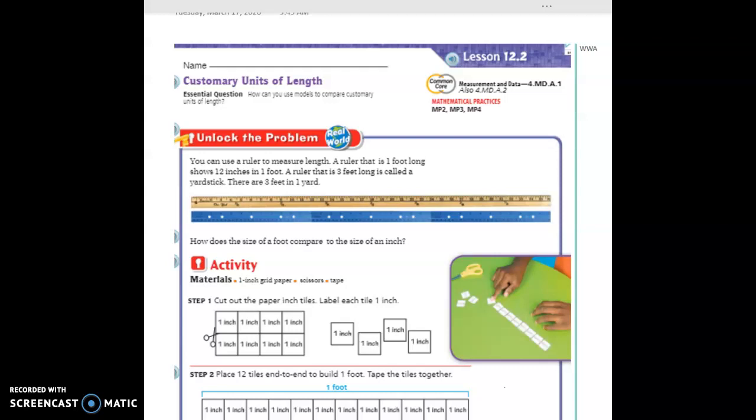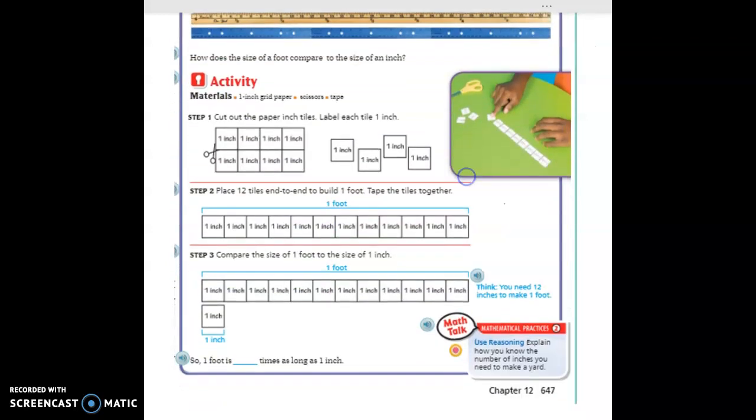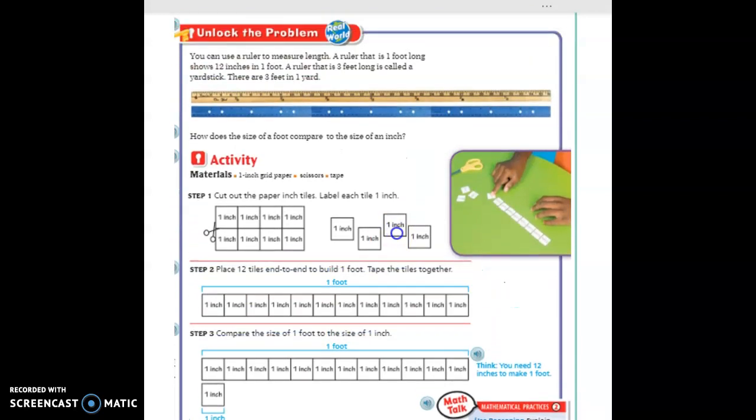Hi here, we're on lesson 12.2, Customary Units of Length. Now if you need to pause me so you can grab your Go Math book, please do so. We are on page 647.